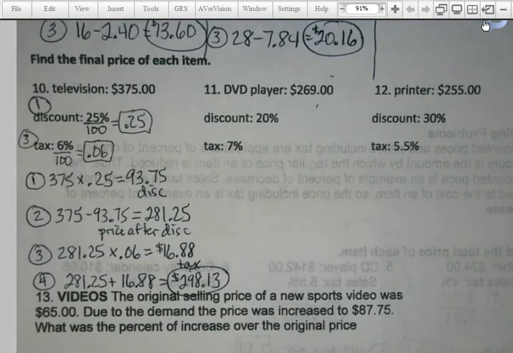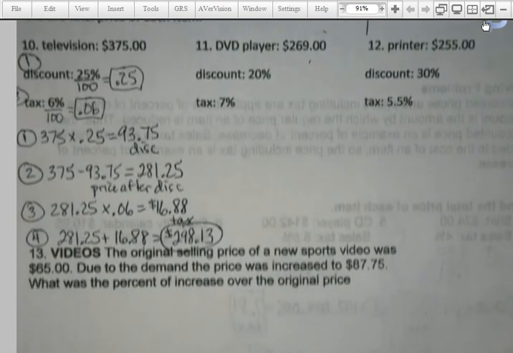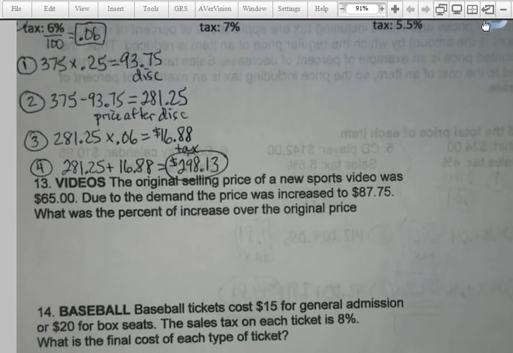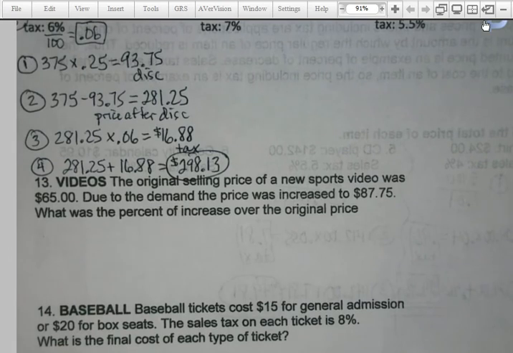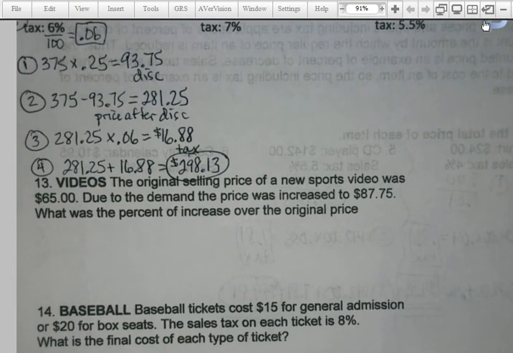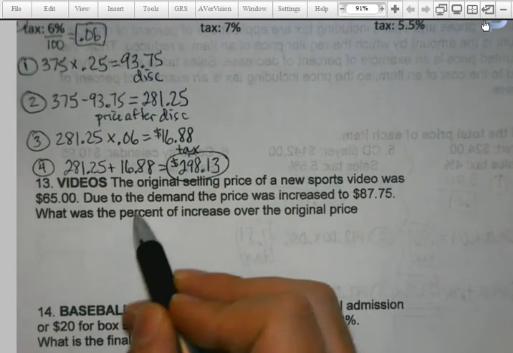So here, the last thing going on down here at the bottom, and I don't want you to skip the story problem, so I'm going to do one of these with you. Bump this up a little bit. Original price of a new sports video was $65. Due to the demand, the price was increased to $87.75. What was the percent of increase?